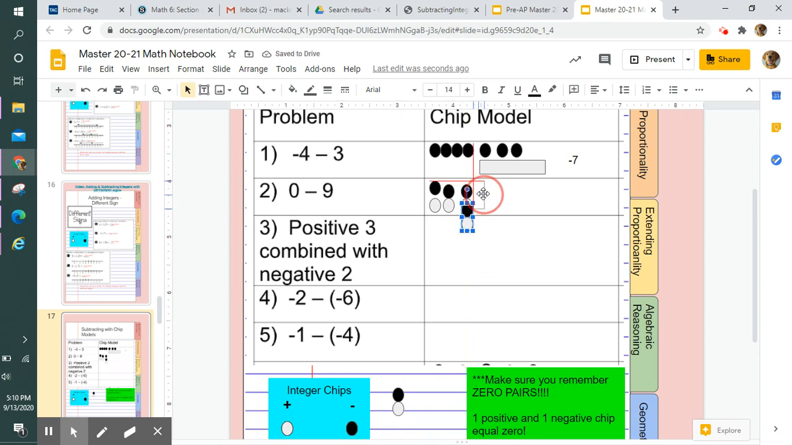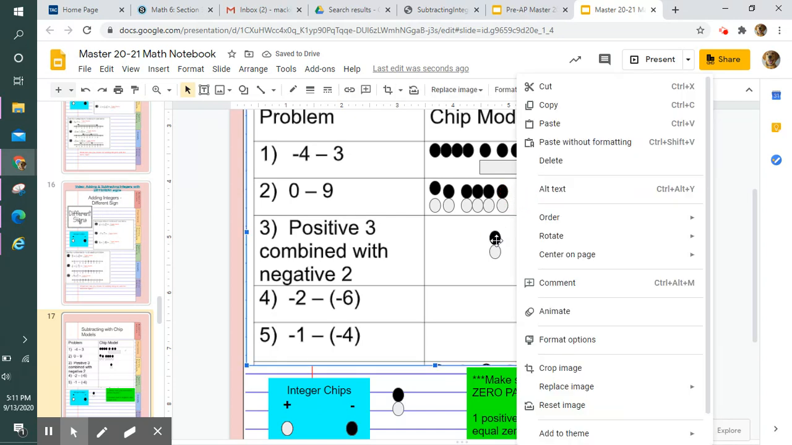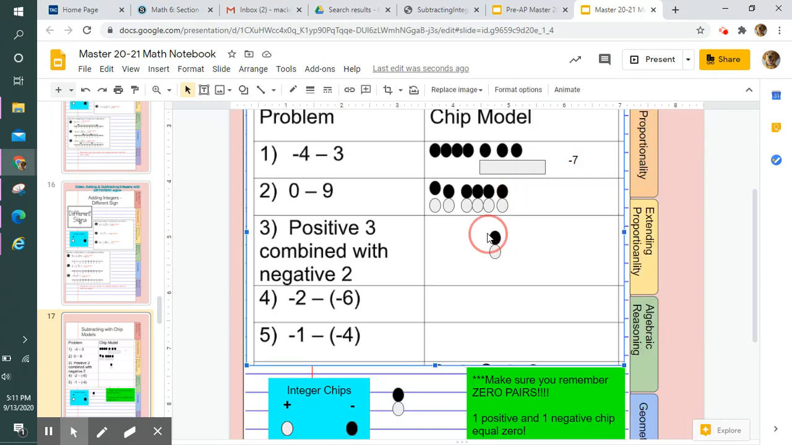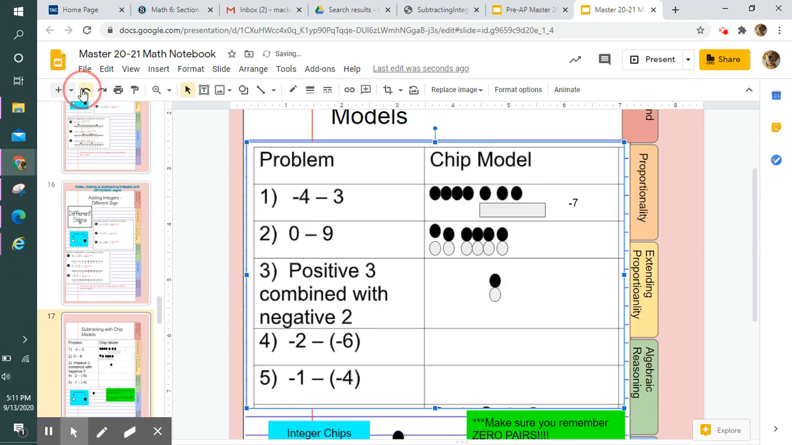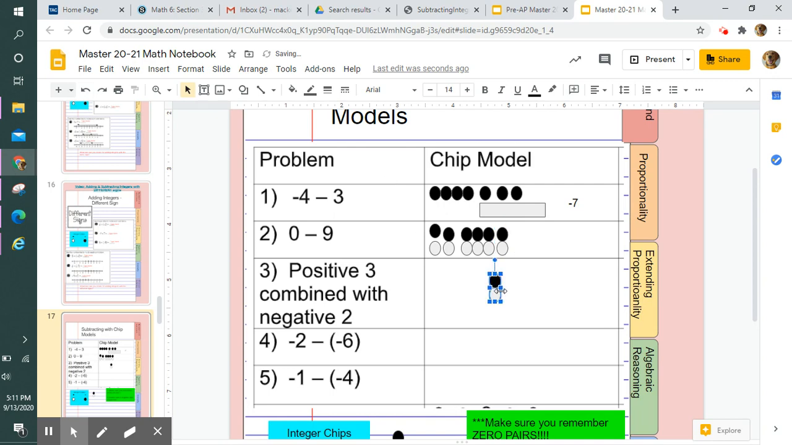Four, 5, 6, 7. Oh, I'm doing all kinds of crazy things. 7, 1, 2, 3, 4, 5, 6, 7, 8, and 9. So now we have 9 0 pairs.